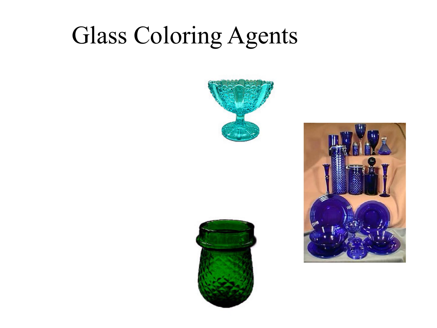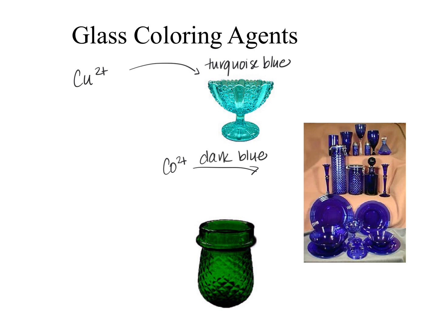Now, copper is used as a coloring agent. It can give us kind of a turquoise blue, which you can see right there. You get cobalt. Cobalt glass is this really beautiful dark blue glass. So it gives us a dark blue, and that was used for stained glass in the 12th century.